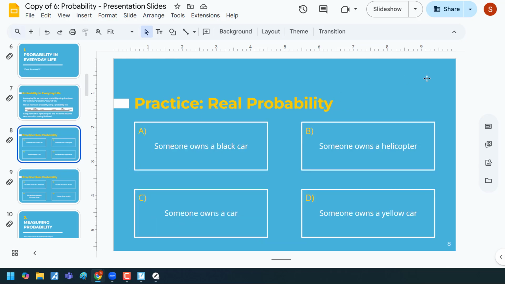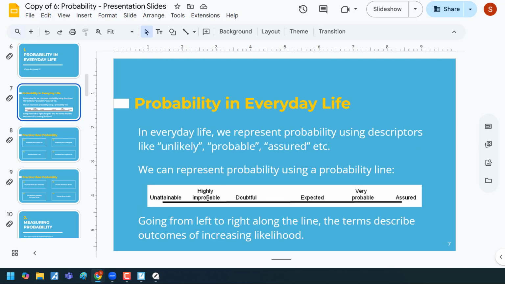So here we got practice, real probability. A, someone owns a black car. B, someone owns a helicopter. C, someone owns a car, and D, someone owns a yellow car. So how probable are these things? Using these words: unattainable, meaning 0 probability, assured, meaning 100% probability, and then highly improbable, it's not going to happen, doubtful, expected, very probable.